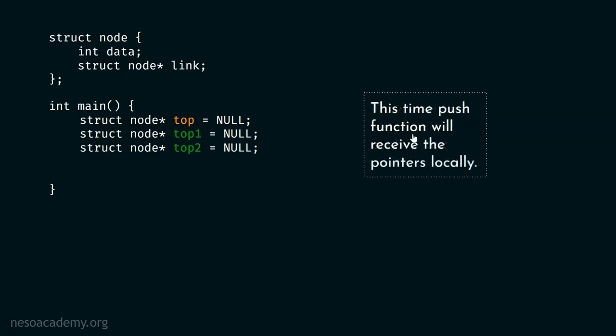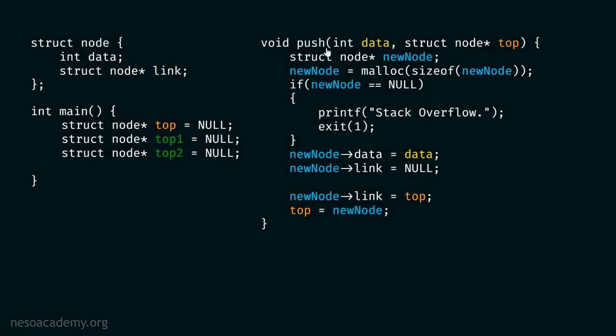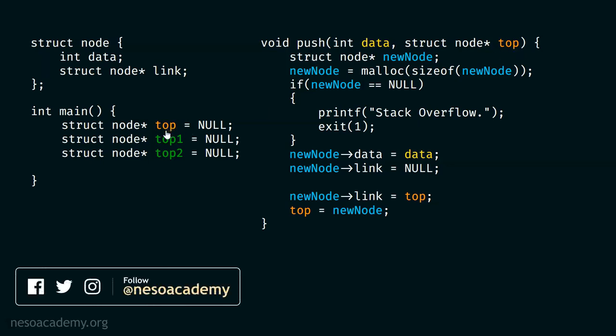This time, push function will receive the pointers locally. Here, this is how our push function looks like. You can see this push function will not only receive the data, but will also receive the top pointer. Please note that this top pointer is local to this function. And this is not same as this top pointer, okay?